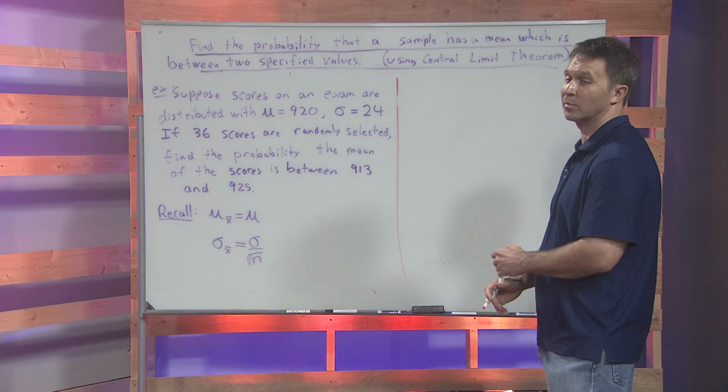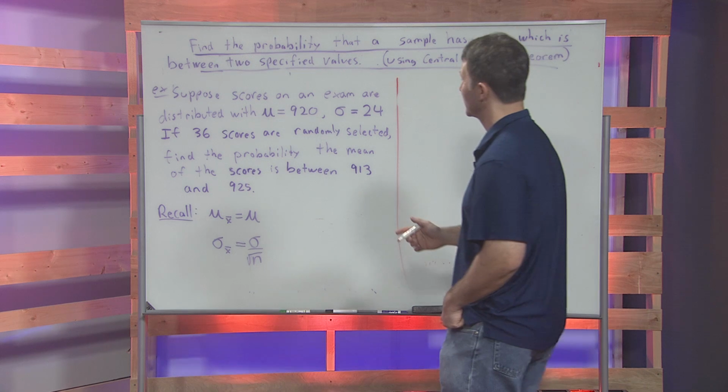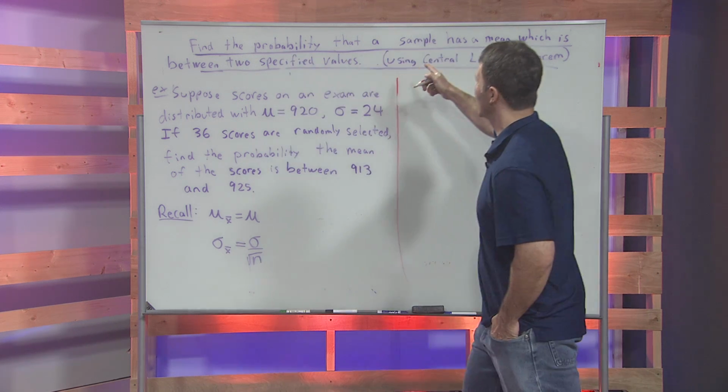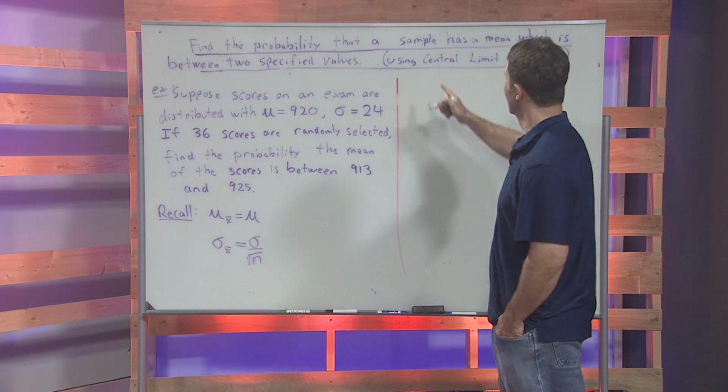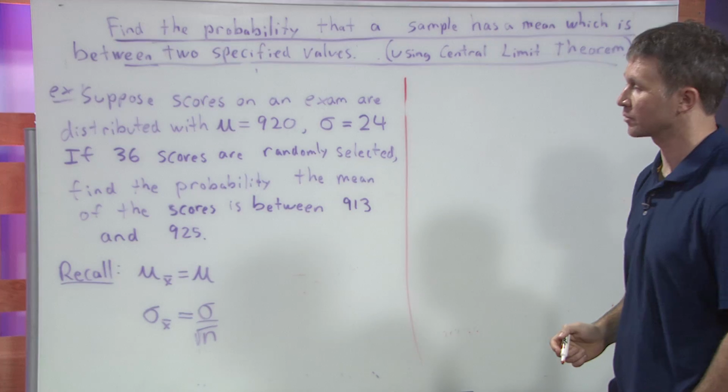Okay, in this example, we're applying the central limit theorem. In particular, we're going to find the probability that a sample has a mean which is between two specified values using the central limit theorem.